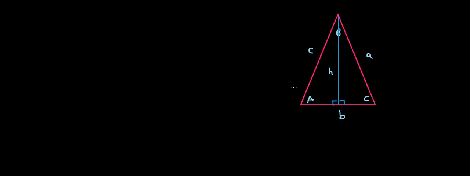Now what I'm going to do is take the sine of angle A and angle C. Sine of angle A is going to be H over C. This is the opposite, and this is the hypotenuse. And I'm going to take the sine of angle C, which is H over A. Now it's pretty easy to see where this is going. I'm going to set both of these equal to H.